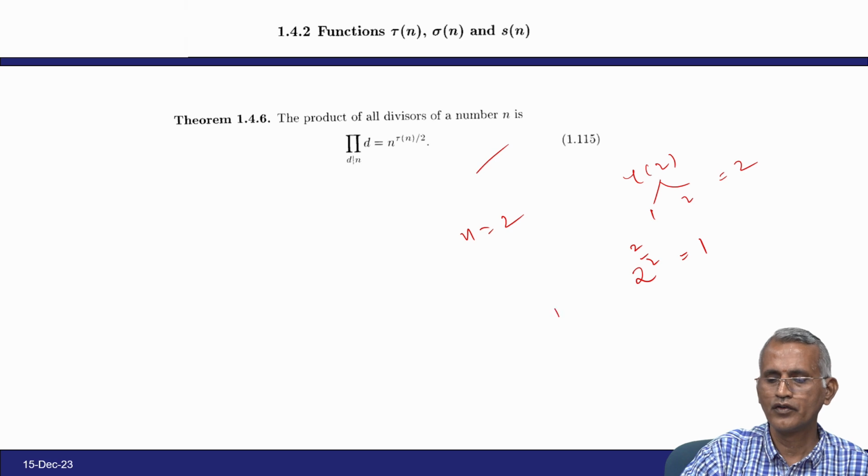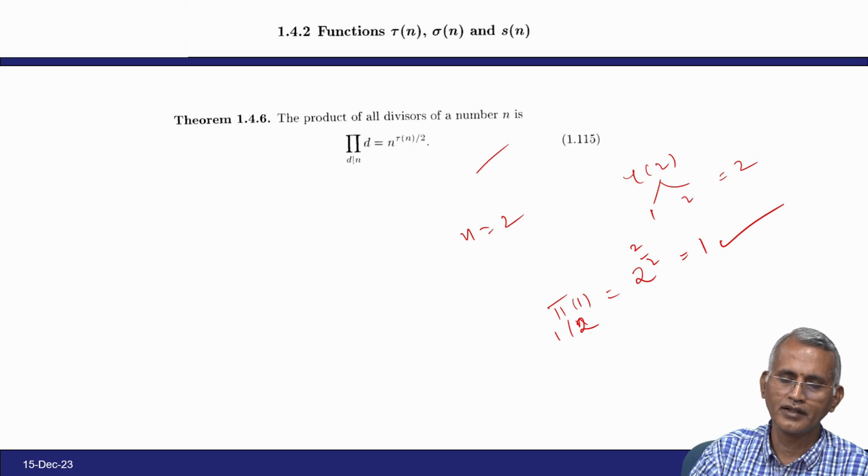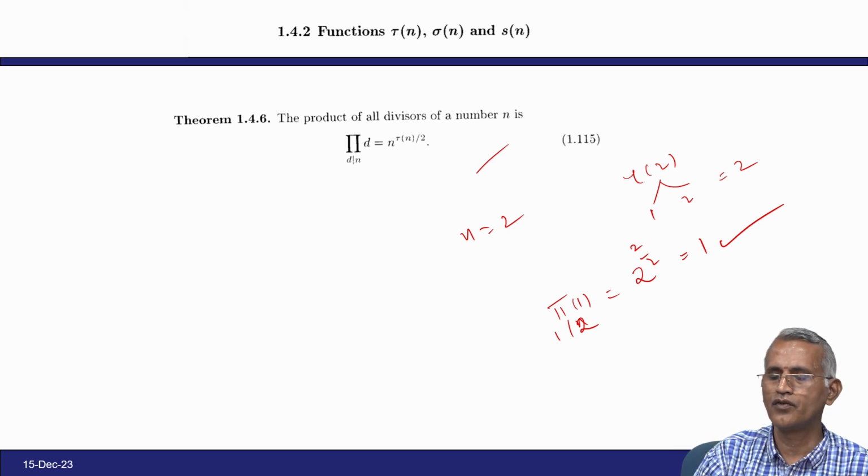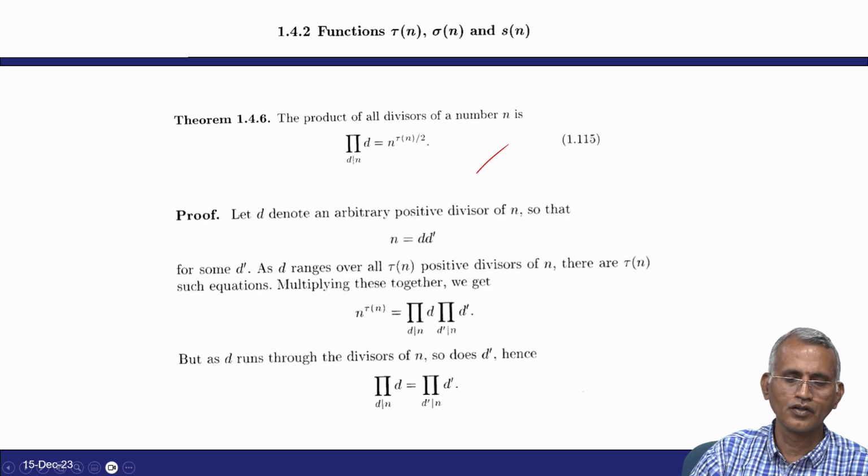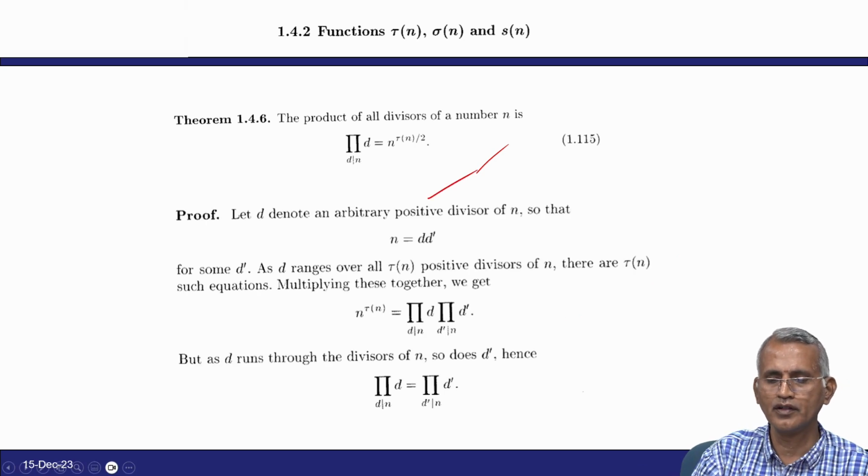Therefore, if d divides n, take n is 2, how many divisors of n? 1, d is only 1, satisfies. So, like that we have to do the product of all divisors. So, let d denote the arbitrary positive divisors of n, so that n can be written as a product of divisors. Say for example, take 6, 2 into 3, let it be d and d dash.